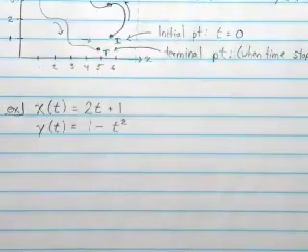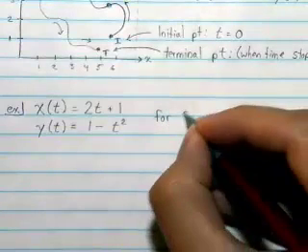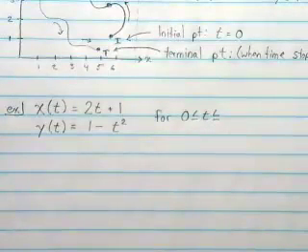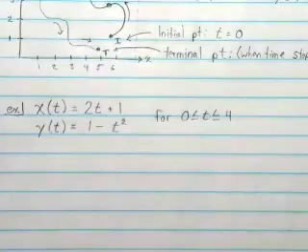Well, if I'm going to give you two equations here, I got to give you where t starts, where t ends, so you know where to start and stop the little curve. So usually we start with 0. So let's say for t between 0 and maybe just 4, okay?